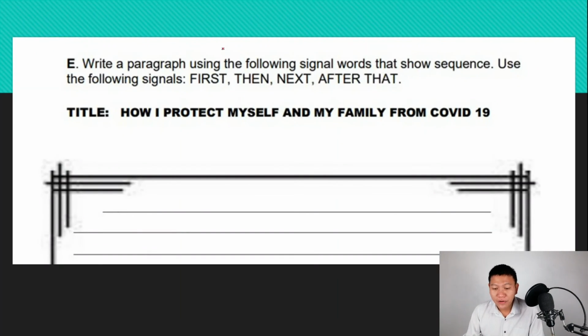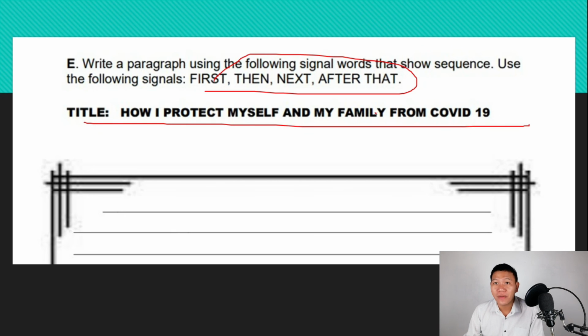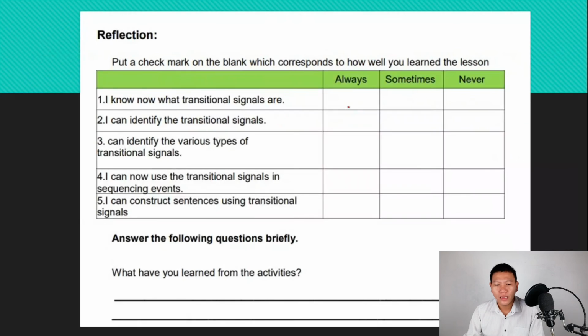Next. So you will be writing your own paragraph using the following signal words: first, then, next, after that. And your topic is how I protect myself and my family from COVID-19. So this one is just a basic topic. And all you have to answer is your reflection. How did you understand the lesson? So be honest in answering the reflection.